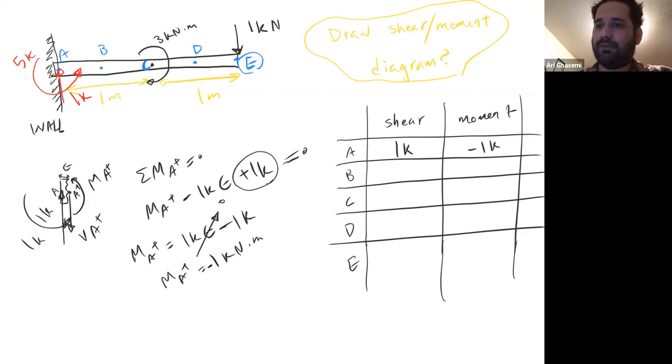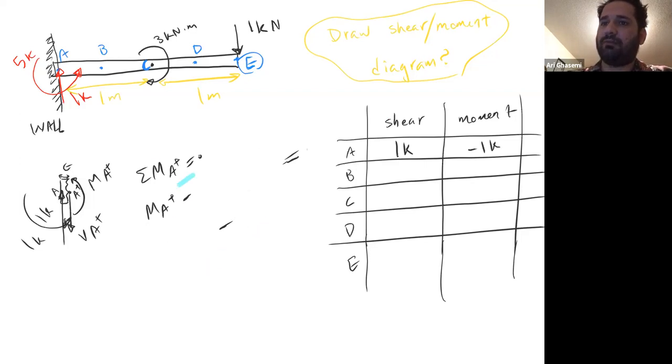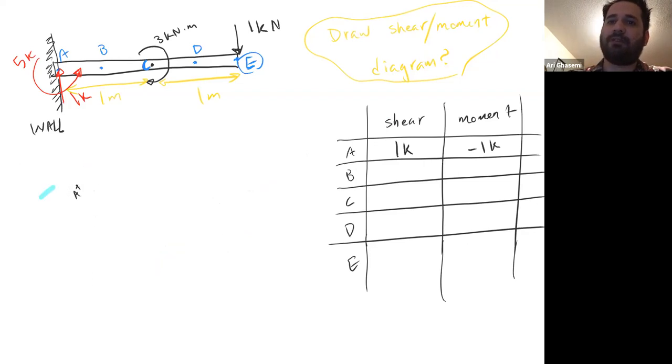And get rid of this system. What about point B? Well, point B, you don't have singularity, so it's easy. Just cut it, take the system on the left.